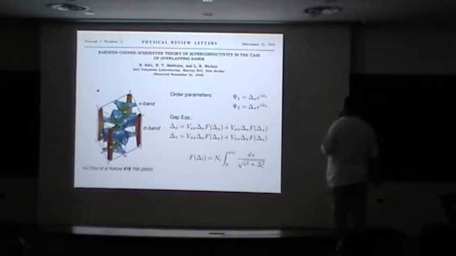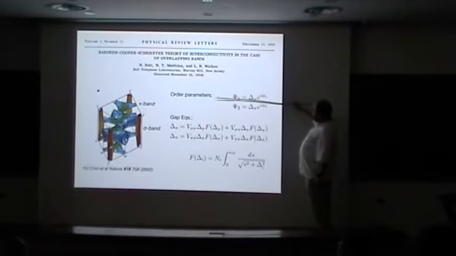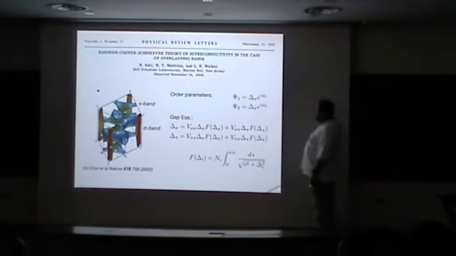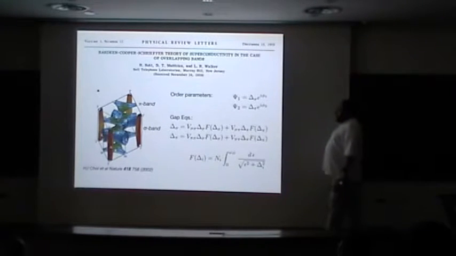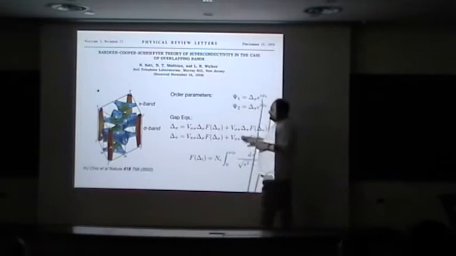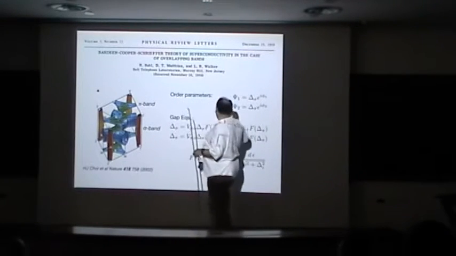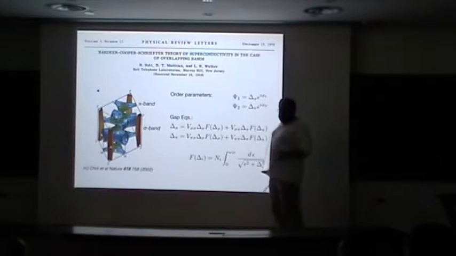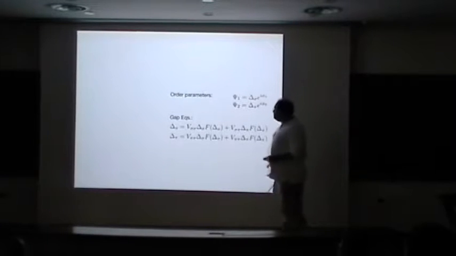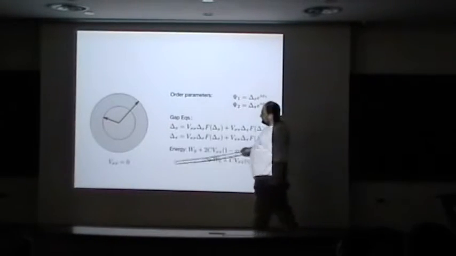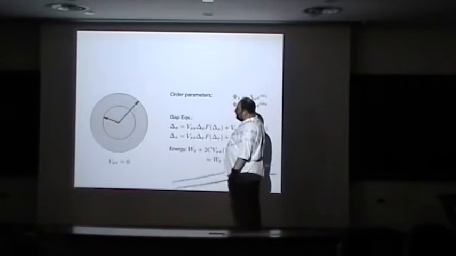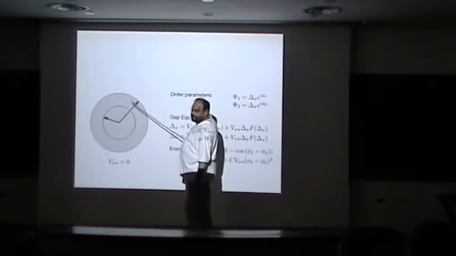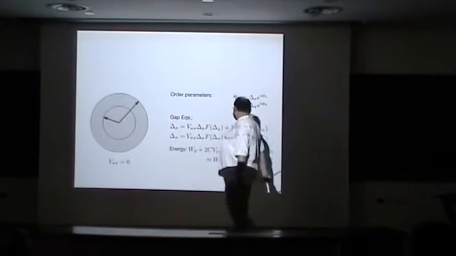So to get to that, we should remember that we have 2 order parameters. We have our order parameter sitting on the sigma band, and we have an order parameter sitting on the pi band. Each of them has a phase. If there is no interaction between the sigma and pi band, the phases are completely uncoupled. They don't know about each other. This is the case where there's no coupling, this is the lower gap, this is the higher gap, and they can be directed as they wish.